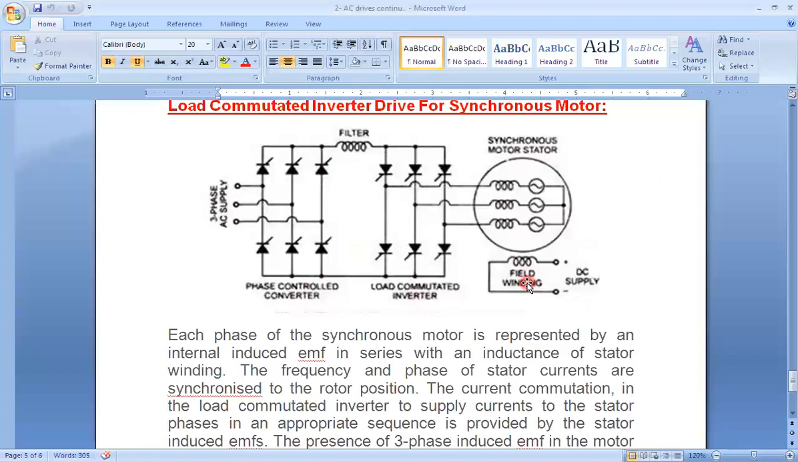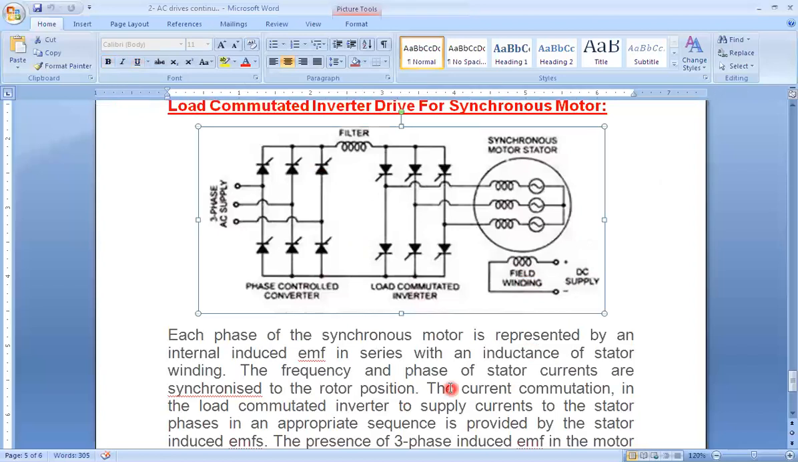So this is all about the AC drive of the synchronous motor using power electronics circuits.